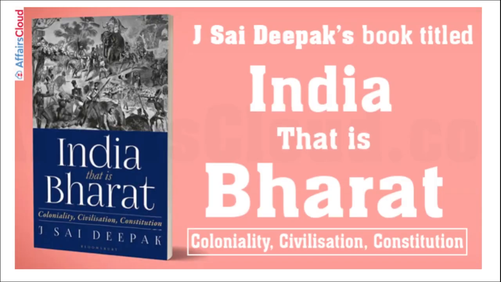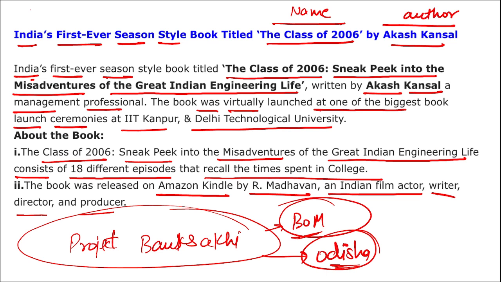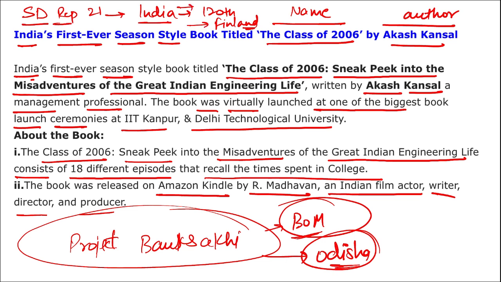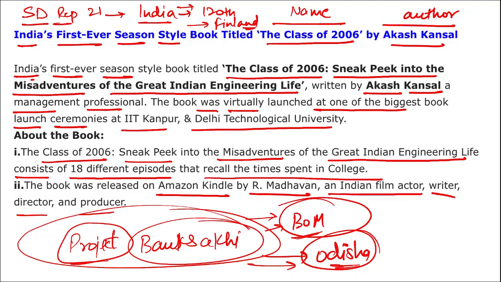Alright, apart from this, if I ask you, in the Sustainable Development Report of 2021, who topped this and what was the rank of India? The rank of India was 120th and the country that topped in this was Finland. Alright, so Sustainable Development Report, India's rank was 120th and the country that topped was Finland. And Project Bank Sakhi, Bank of Maharashtra launched it and it was launched in Odisha state.